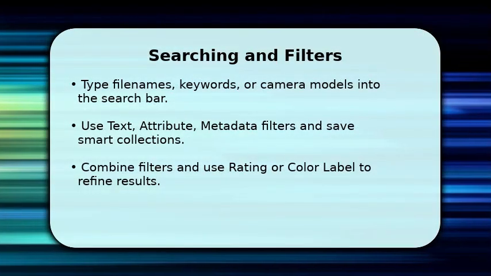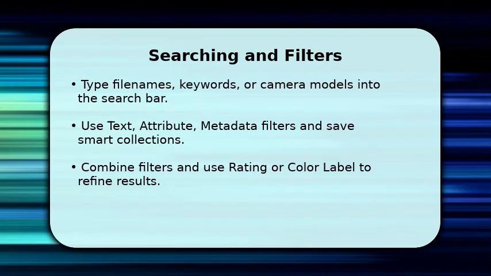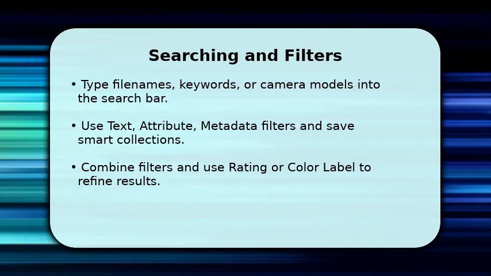Type file names, keywords, or camera models into the search bar at the top. Choose the text filter to search titles, captions, and file names. Use the attribute filter to find by star rating, color label, and flag status. Open the metadata filter to select camera model, lens, ISO, and date.